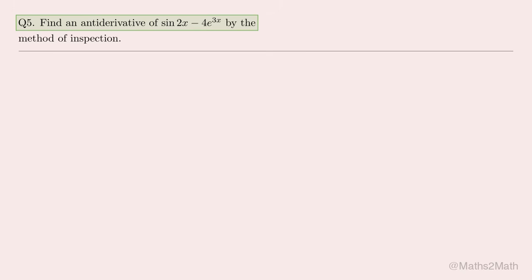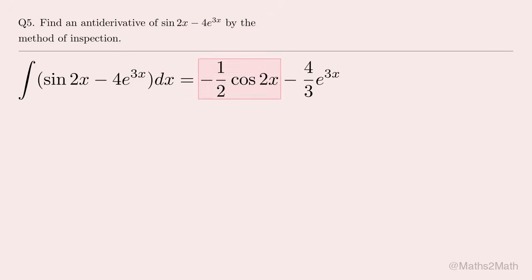Question 5, a difference of the two patterns we have just seen. Handle each term with its own coefficient fix. Sine 2x integrates to minus half cosine 2x, and 4e to the 3x to 4/3 e to the 3x.